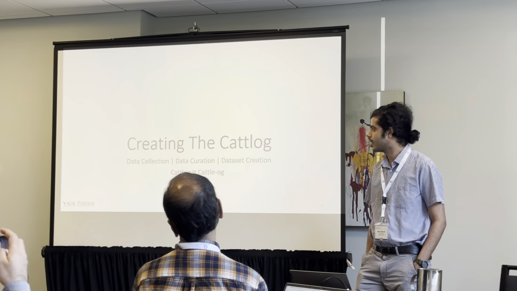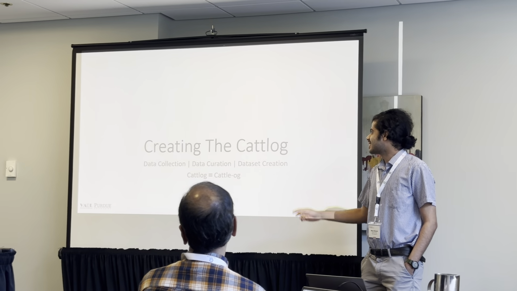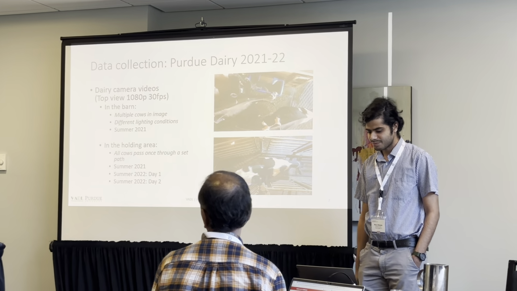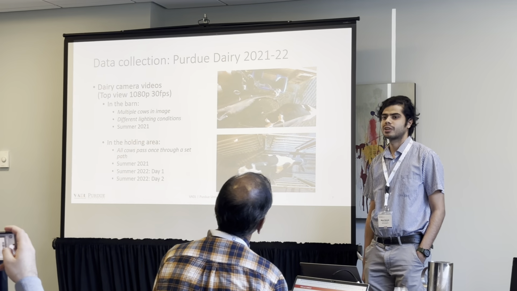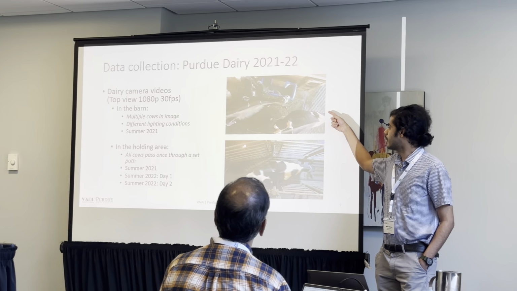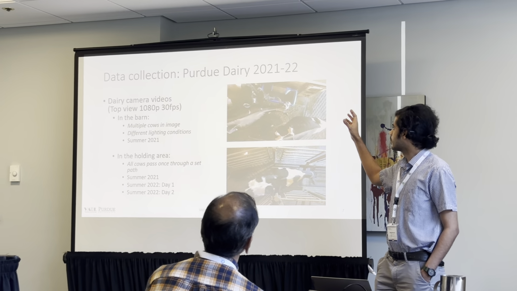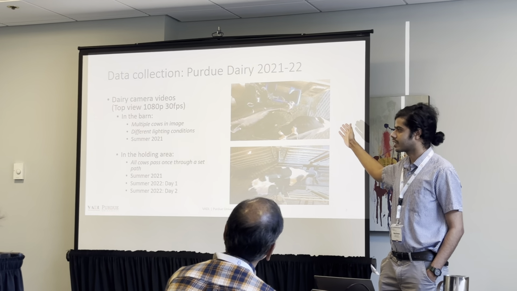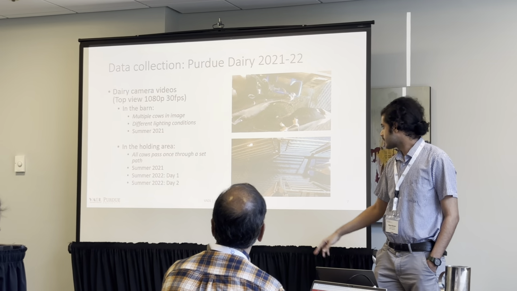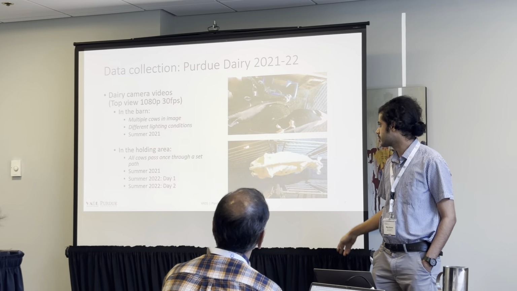So now I'll tell you how we created the cattle log: the data collection, curation, and the data set creation. To collect the data, we set up two top view cameras in the Purdue dairy, one in the barn. This is an example of a barn image, and one in the holding area. So we can see that there are multiple cows in an image in the barn, and we collected data over different lighting conditions. And in the holding area, one cow passes through a set path, one at a time. So all of these cows pass through.